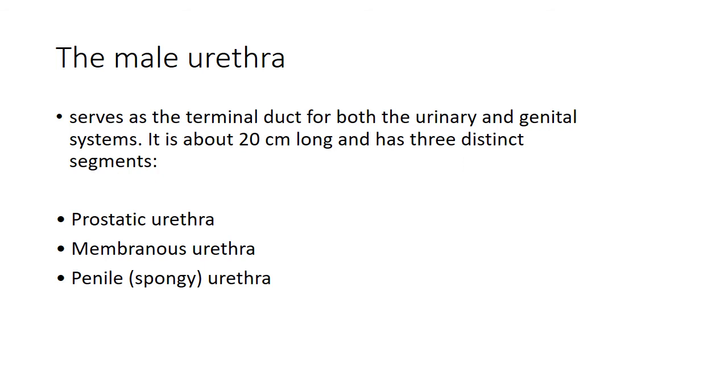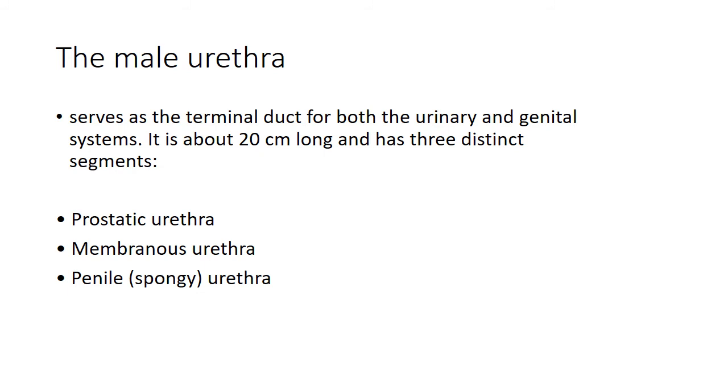The second part is the membranous urethra, which extends for about 1 centimeter from the apex of the prostate to the bulb of the penis. This part of the urethra is lined by stratified or pseudostratified columnar epithelium, which is similar to the epithelium lining the genital duct that you will discuss further when you take the male genital system.